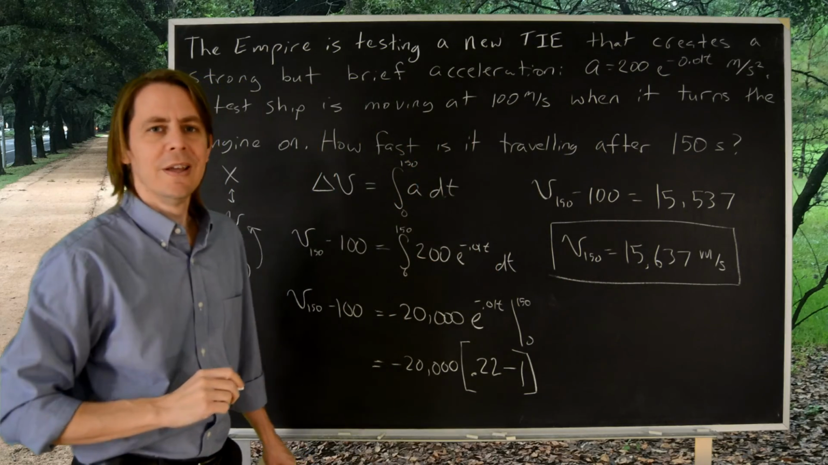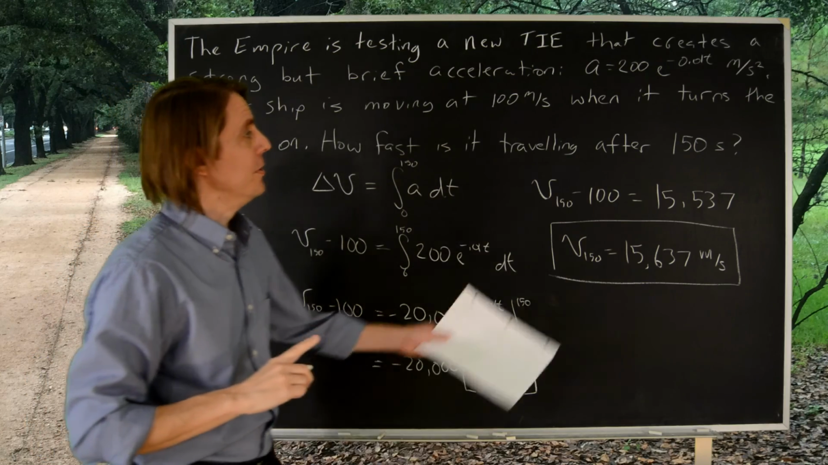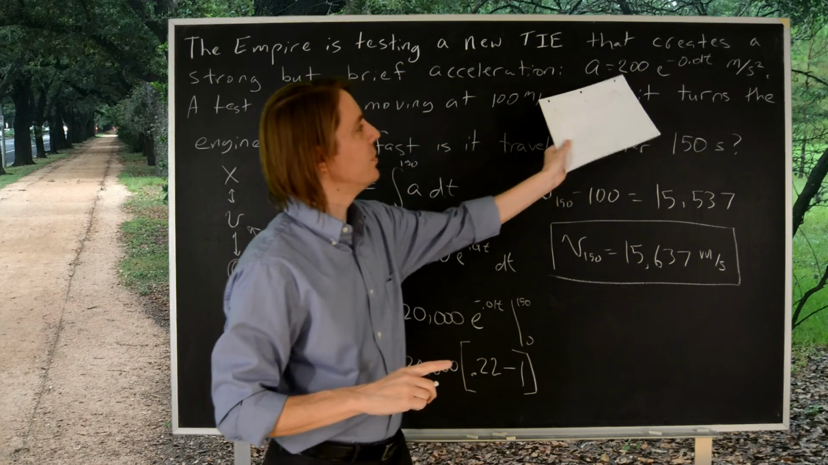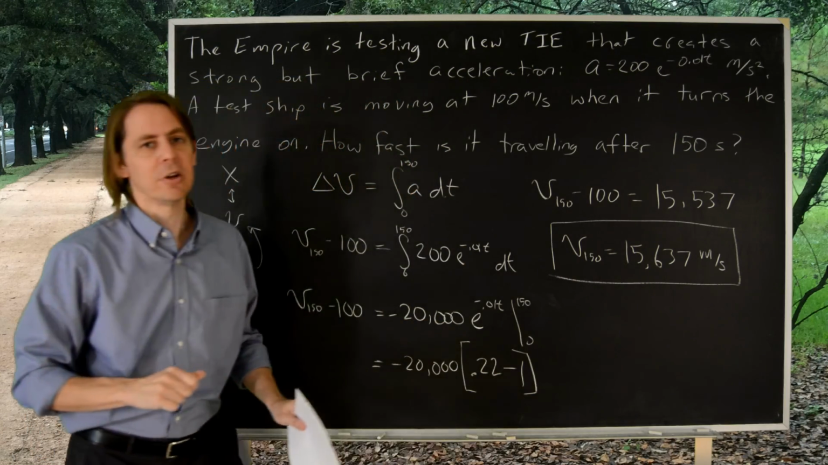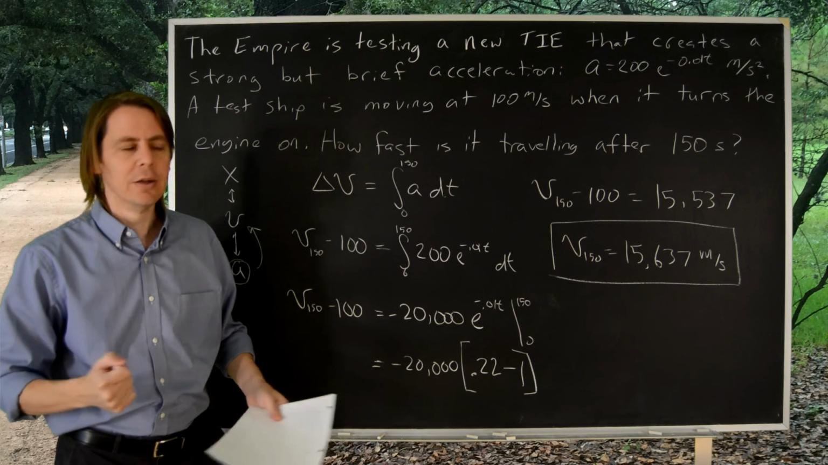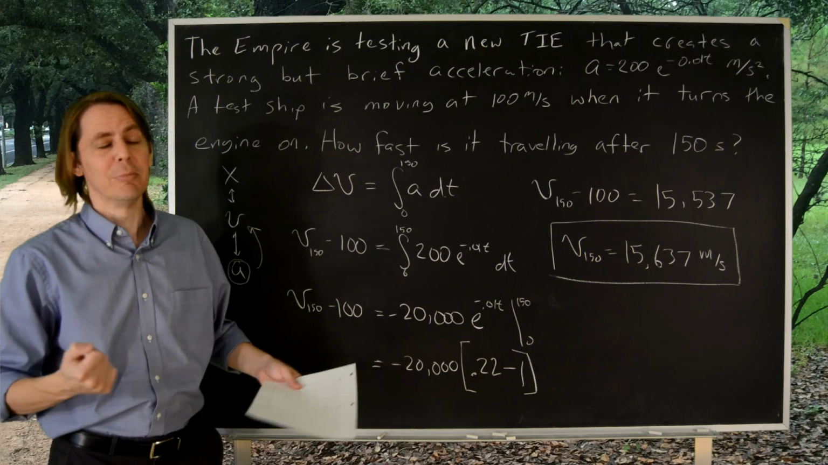Rather fast. And the acceleration was rather hard. If you think about it, at time equals 0, the initial acceleration was 200 meters per second squared. So I hope there wasn't anybody in this test ship. Then again, it was the Empire, so there probably was.